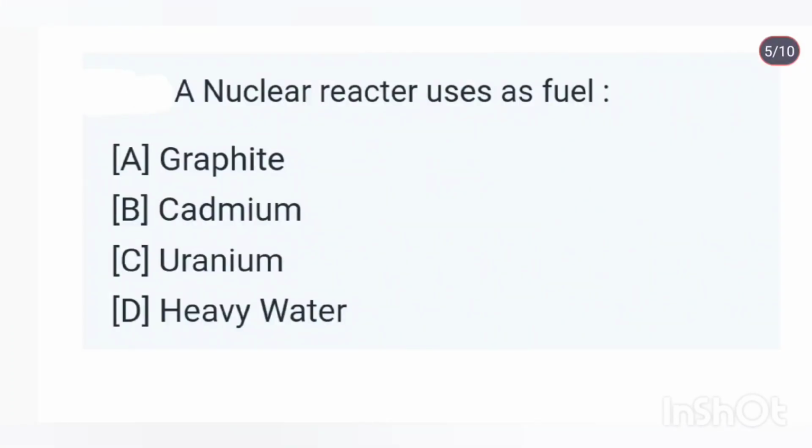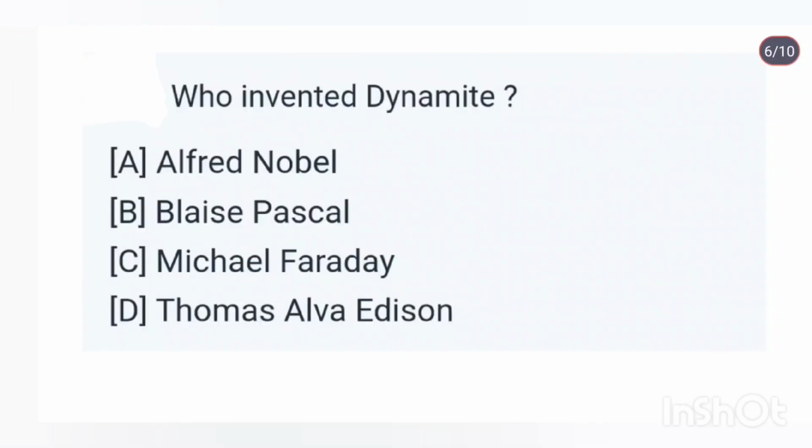A nuclear reactor uses as fuel uranium. Who invented dynamite? Alfred Nobel. Alfred Nobel was a Swedish inventor and businessman who invented dynamite that is used for explosions. He also established 5 Nobel Prizes in the field of peace, literature, physics, chemistry, and medicine to mark the contribution to mankind by people.